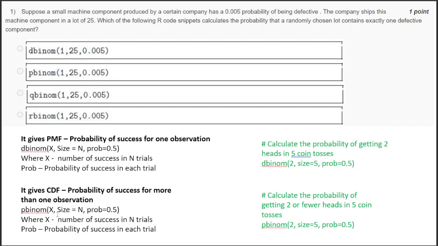Similarly to dbinom, here also pbinom takes x comma n comma the probability of success in each trial. So x is the number of successes in n trials. You can see an example: calculate the probability of getting 2 or fewer heads in 5 coin tosses. It's an at most condition here. So 2 or fewer means it can be 0, 1 or 2. So pbinom of 2 comma 5 comma probability equal to 0.5 will return the probability of getting at most 2 heads in 5 coin tosses.